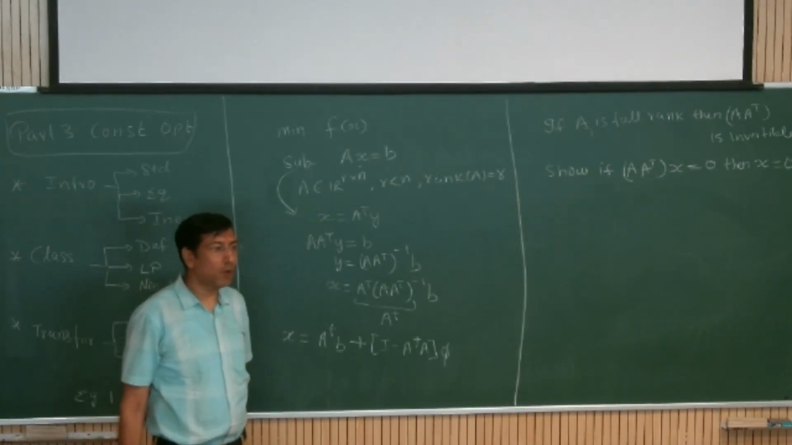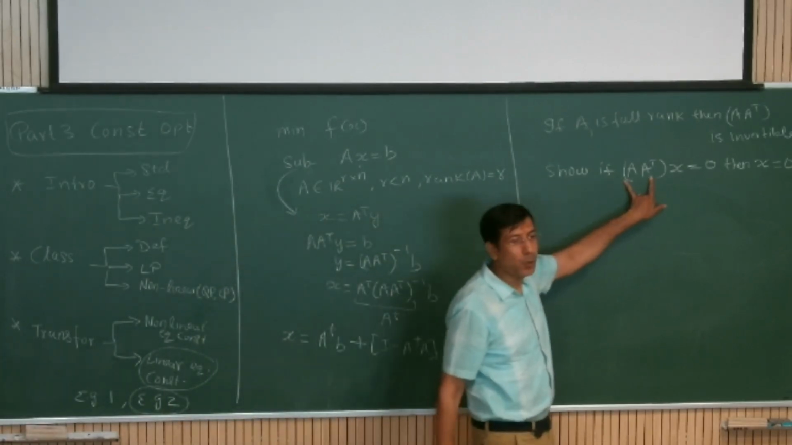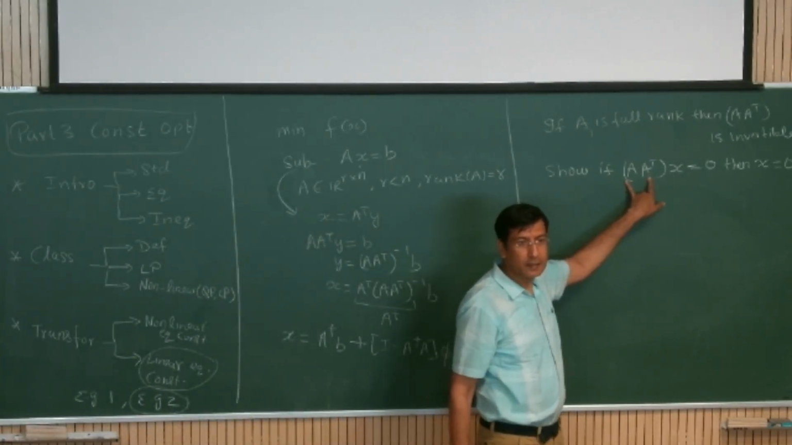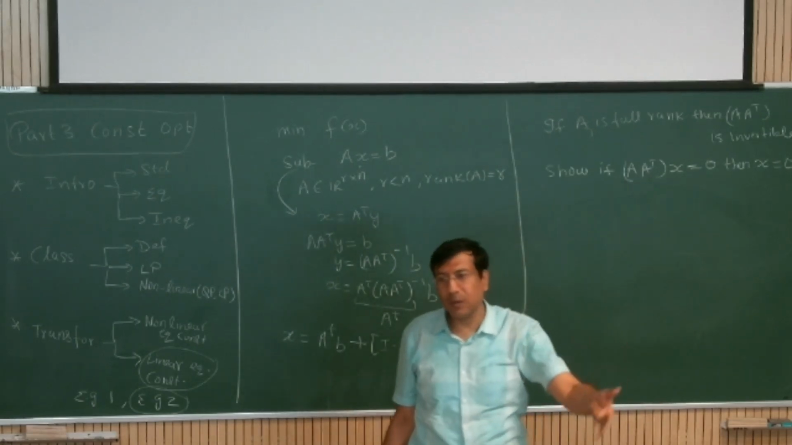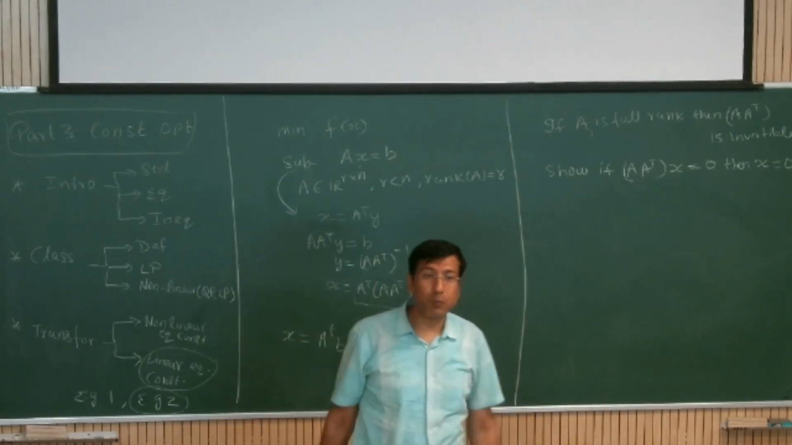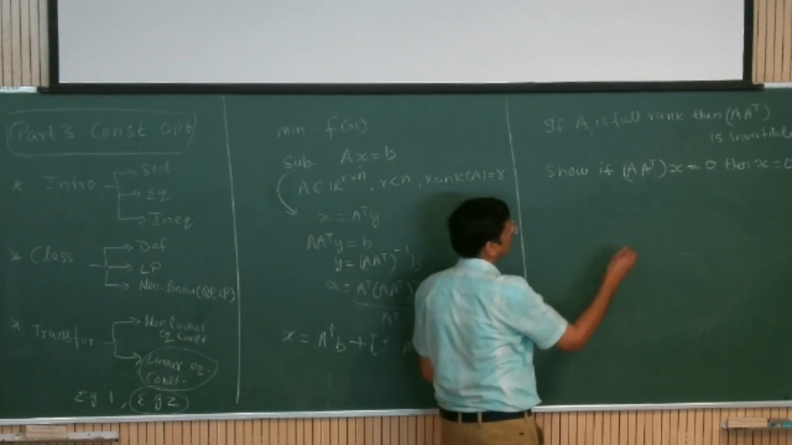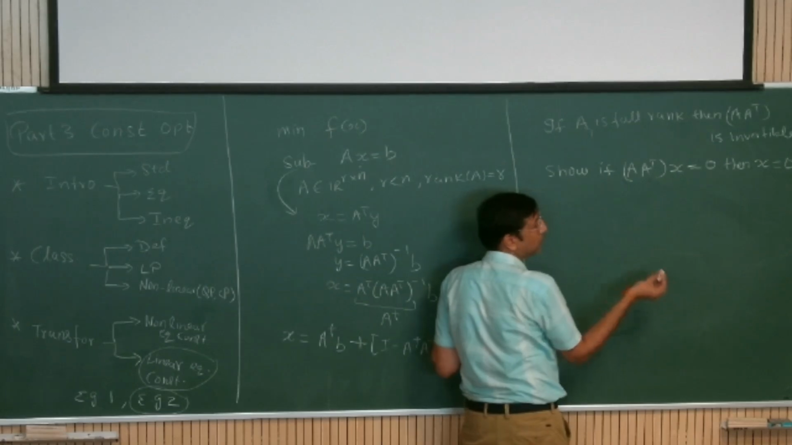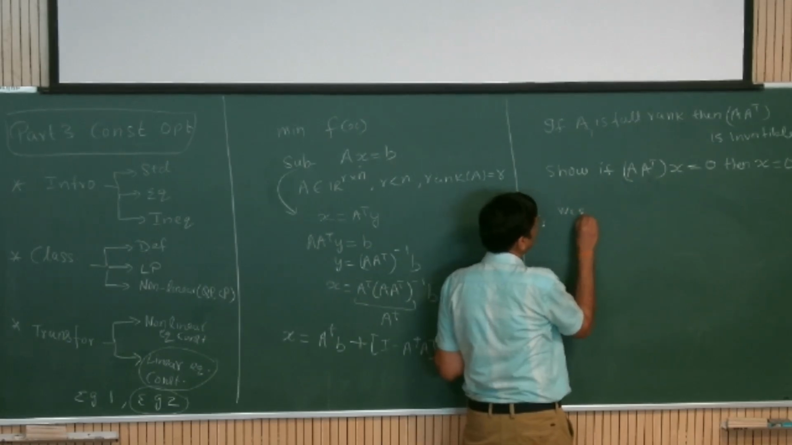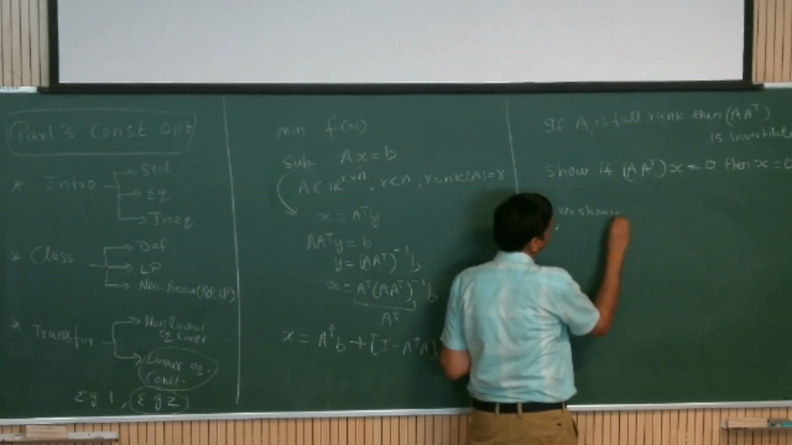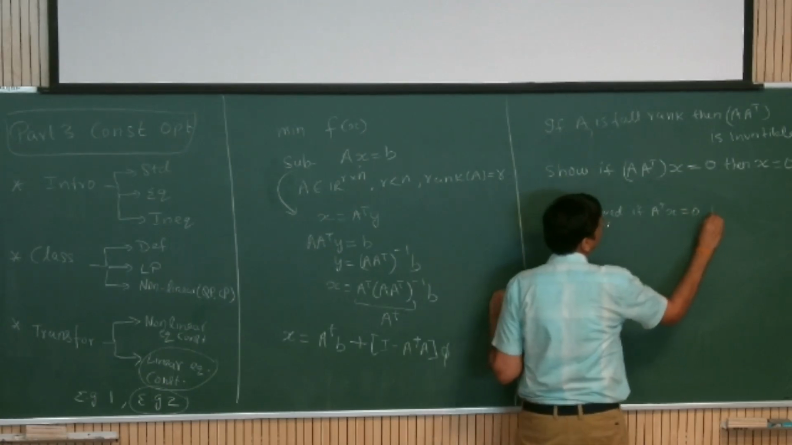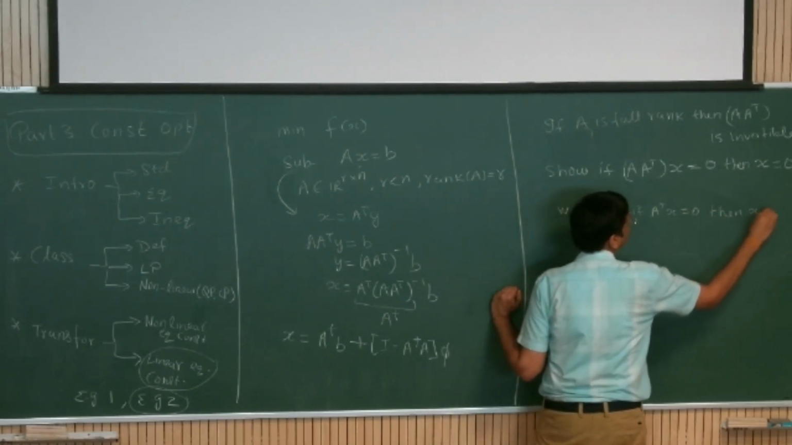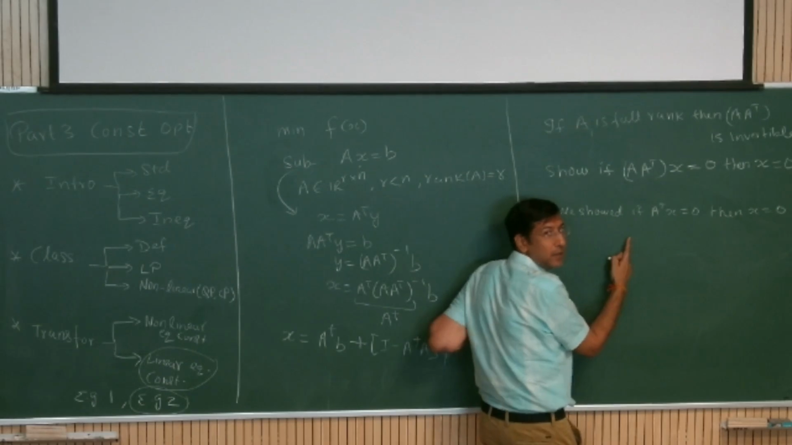Everybody with me? We want to show that this is invertible. This is a square matrix, R cross R. This times X is one of the characterizations of an invertible matrix, correct? But what did we show yesterday? Tell me. We showed if A transpose X is equal to 0, then X is equal to 0. This we did yesterday. Everybody with me?